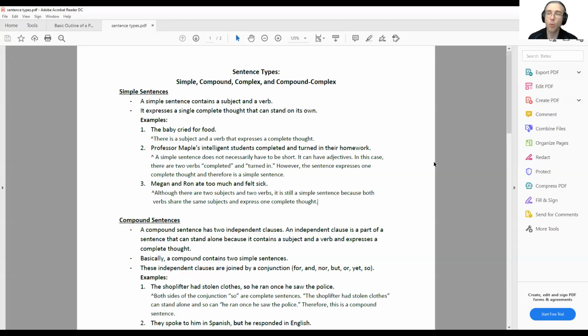Now, you can have more than one subject and more than one verb, or at least more than one noun or pronoun in the subject and more than one verb, and still maintain a simple sentence, because it expresses a single complete thought, and the two nouns or pronouns are together. So as an example, Megan and Ron ate too much and felt sick. Although there are two subjects and two verbs, it's still a simple sentence because both verbs share the same subject and express one complete thought. So if you have a single complete thought, a main verb, and a subject, you have a simple sentence.